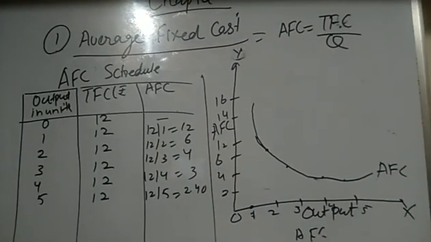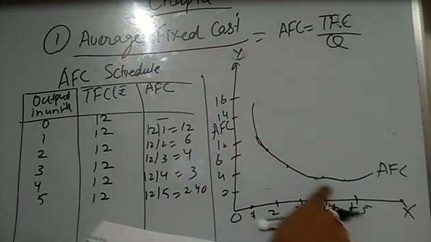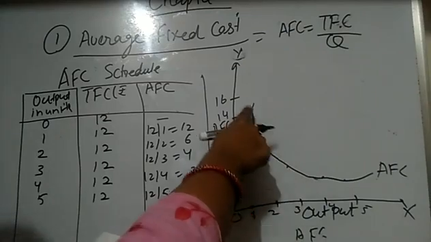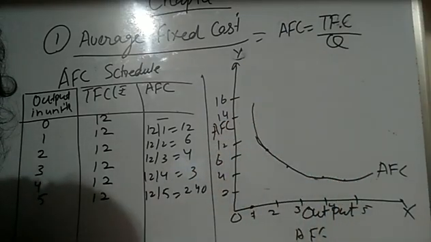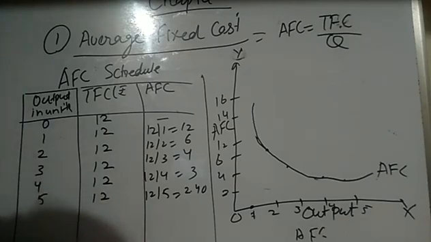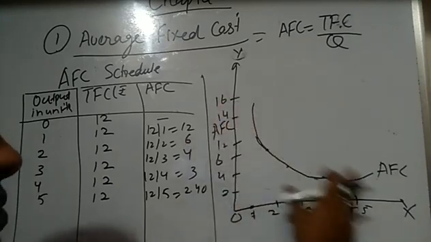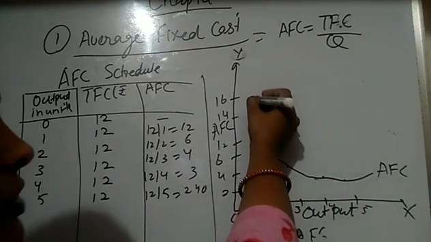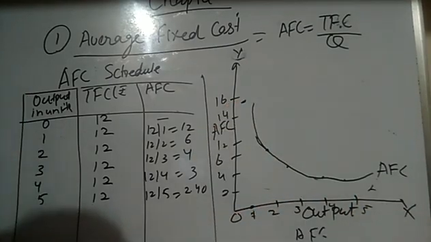So students, the shape of average fixed cost is a rectangular hyperbola. It approaches both axes, but it never touches these axes. Why does it never touch these axes? Because, as I told you earlier, fixed cost is never zero. So fixed cost never becomes zero. That's why the average fixed cost never becomes zero. So the average fixed cost curve never touches the OX axis and never touches the OY axis.